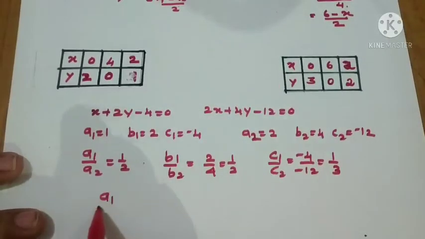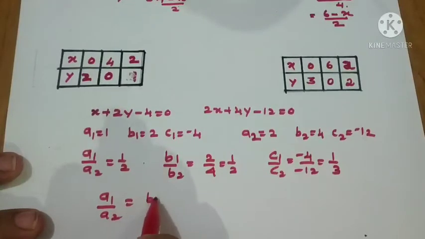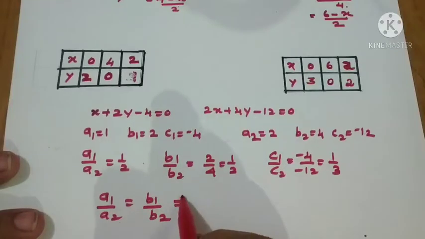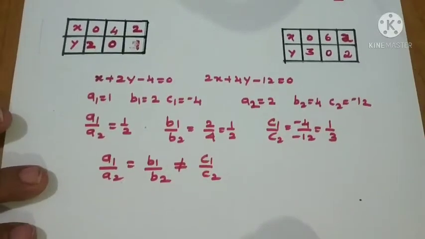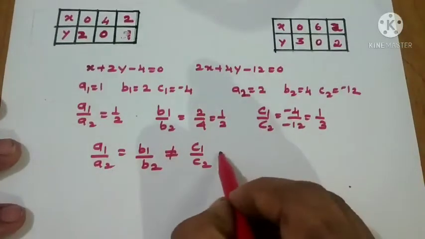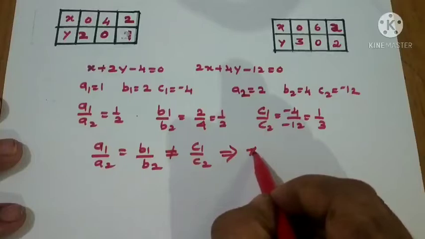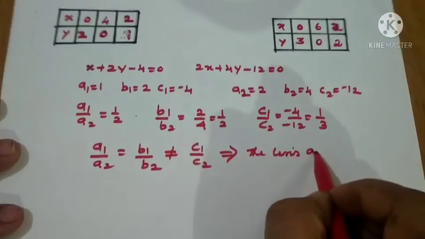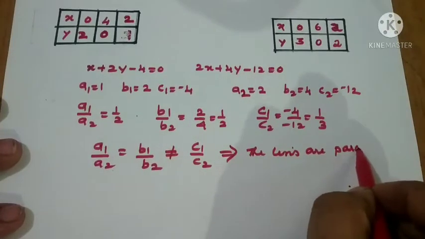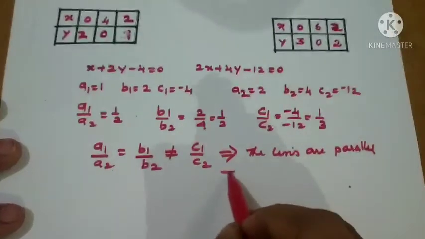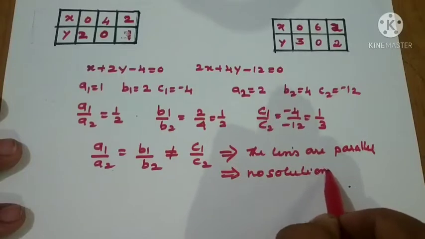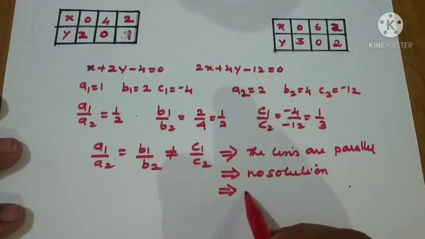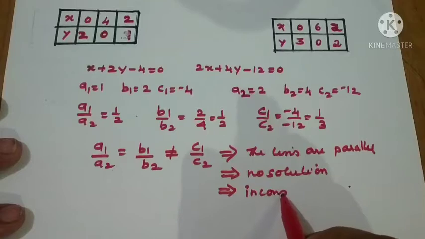So a1 by a2 equal to b1 by b2. If it is equal, we must check the third condition. So it is not equal to c1 by c2 because this is 1 by 2 and this is 1 by 3. If this is the condition, what we are learning is that the lines are parallel. If the lines are parallel, no solution. Okay, if it is no solution, it is called an inconsistent pair.